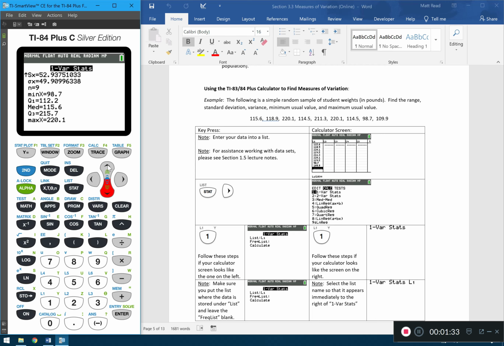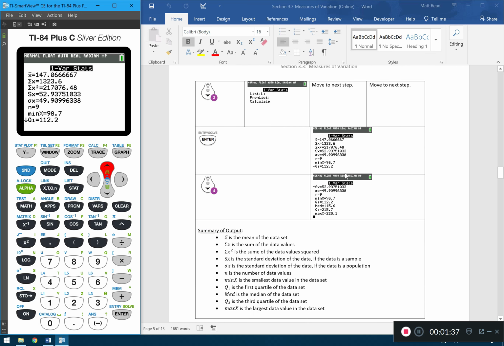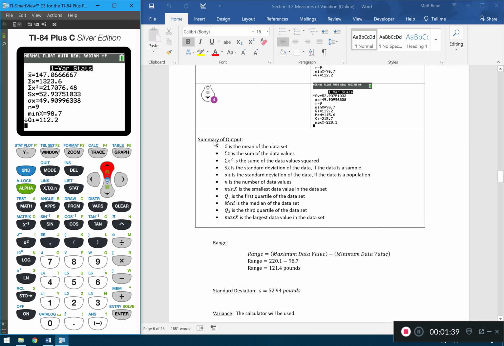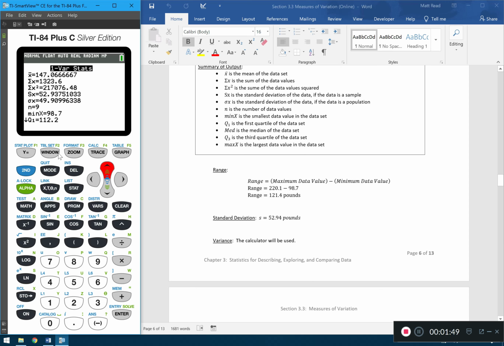Now, we're going to use this a little bit differently here. We're going to still use this output screen, but we're going to deal with it for the measures of variation. Please notice here that I did give a summary of the output that you see here on this one variable stat screen to make sure you're aware of what each one of those represents. First, we'll go through and find the range as we were indicating.